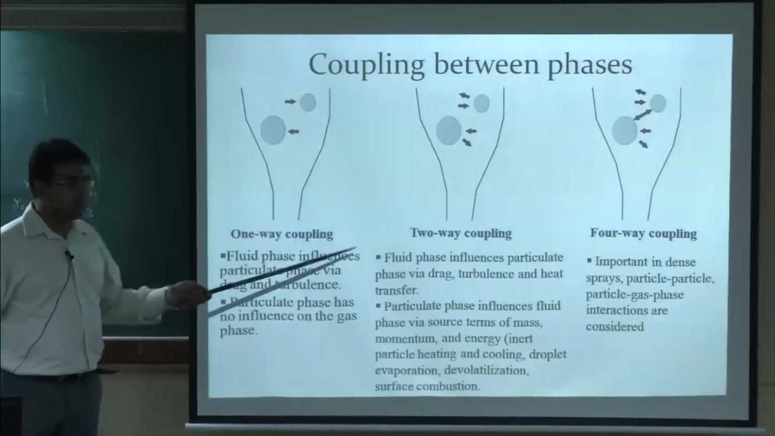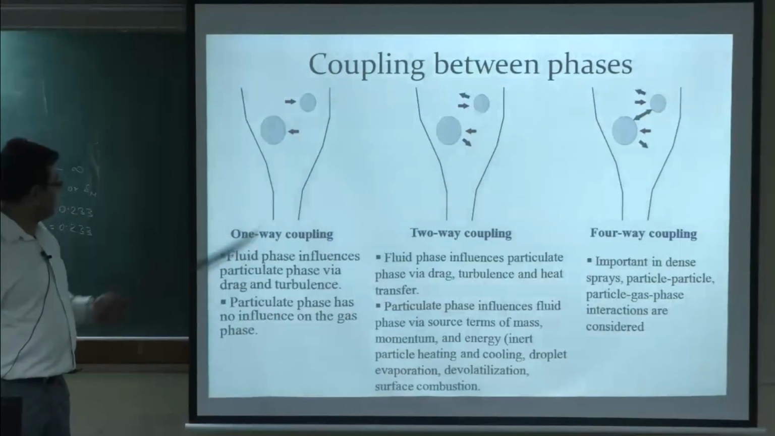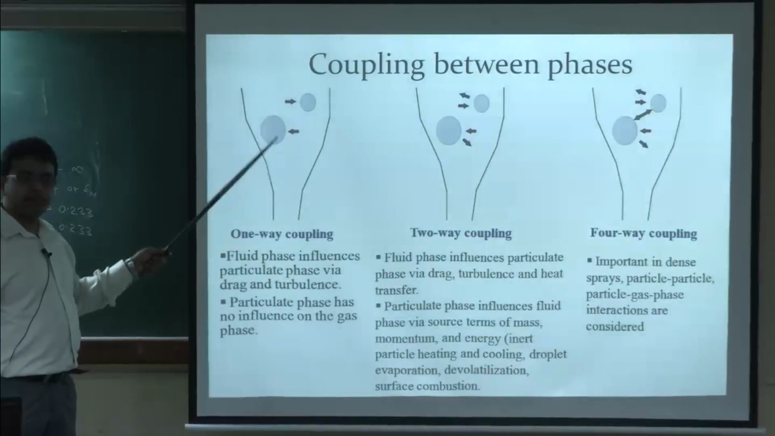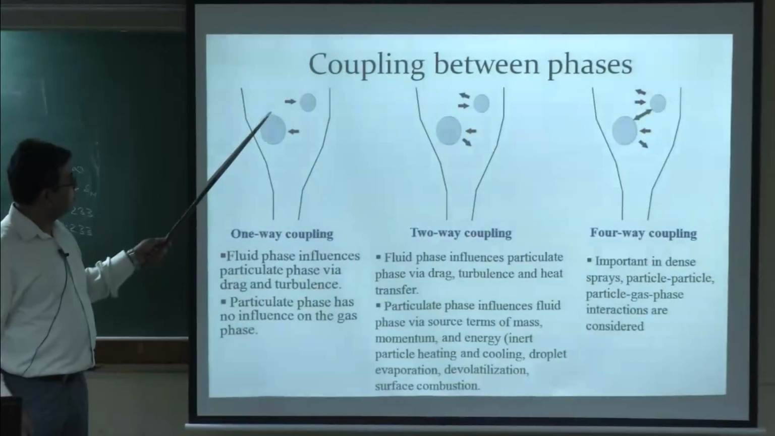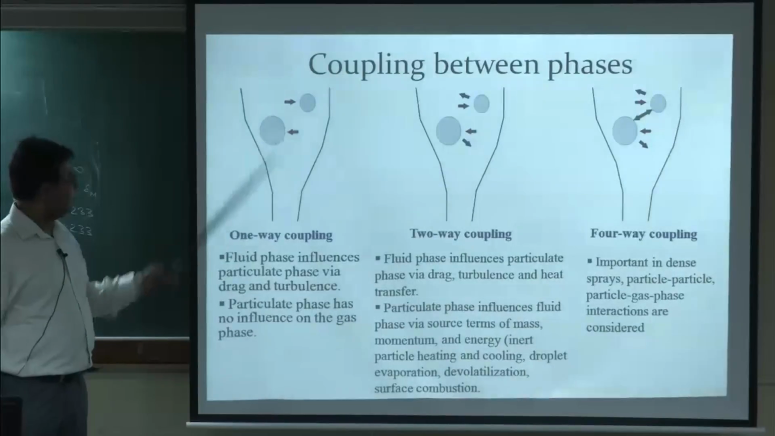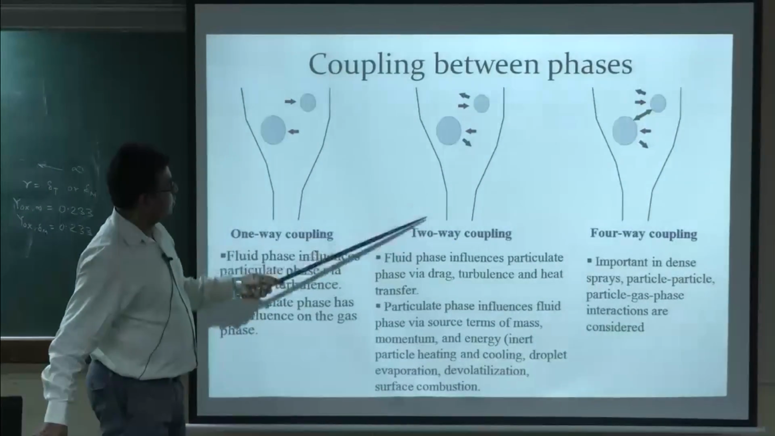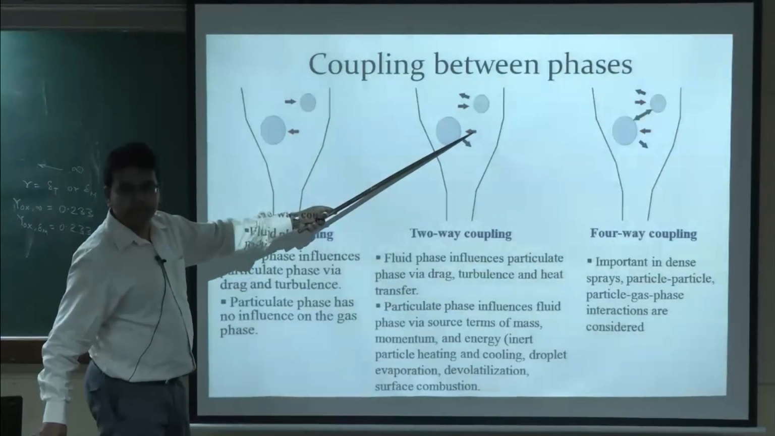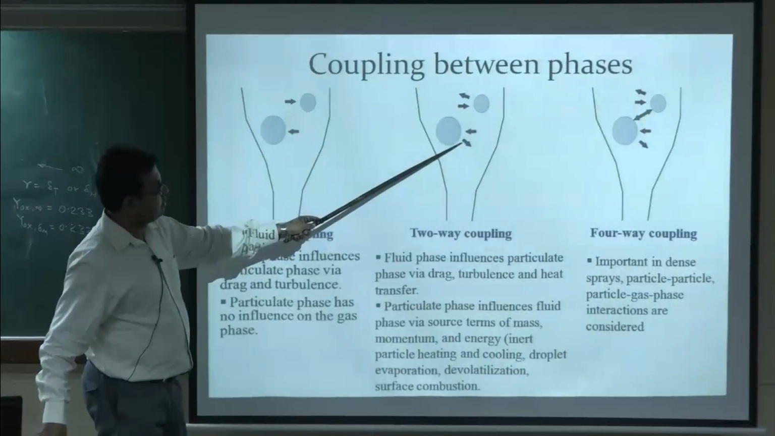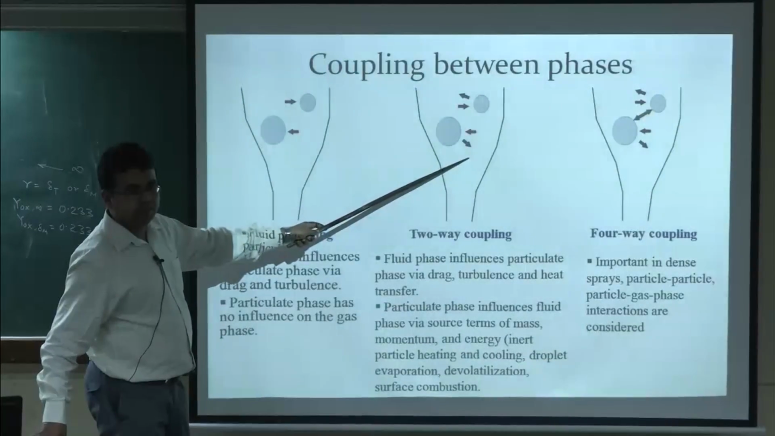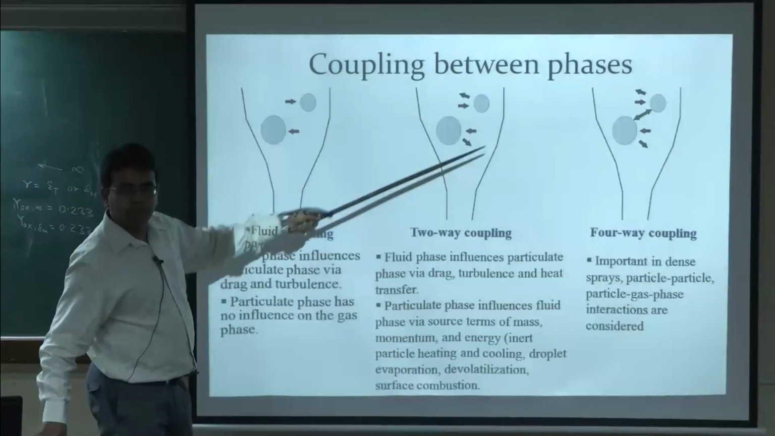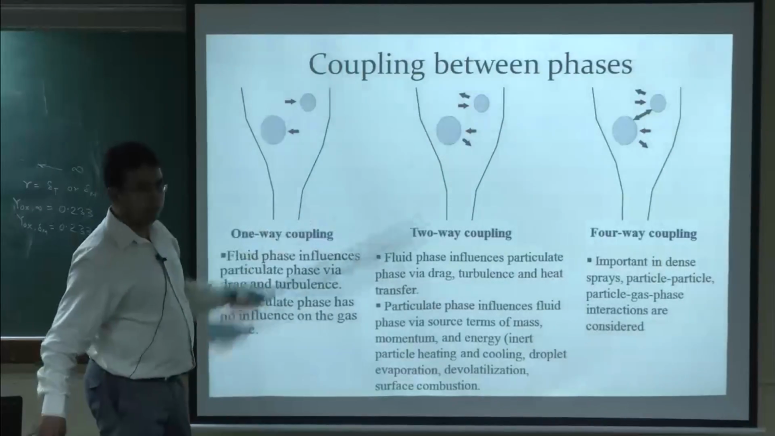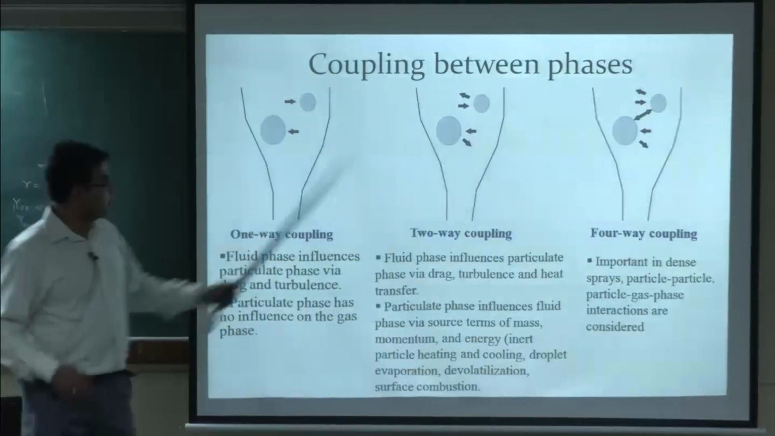We can have different ways of coupling. One way coupling is where the fluid phase influences particles via drag and turbulence. So these droplets are subjected to the drag and turbulence, and there is a one way feedback to the droplet. There could be two way coupling, where the droplet interacts with the gas phase via drag force and turbulence, as well as releasing vapor to the gas phase. Basically, it is adding sources in the momentum, energy and species conservation equations. So that is the two way coupling, where two way interactions are happening between the droplet and the gas phase.